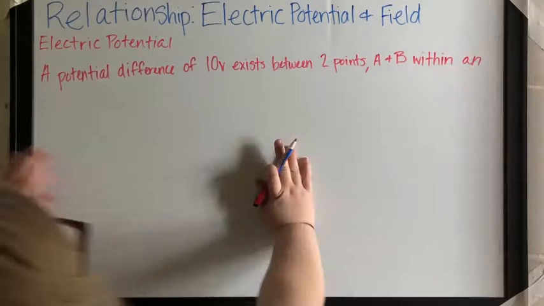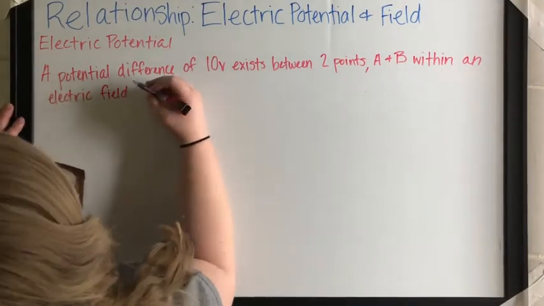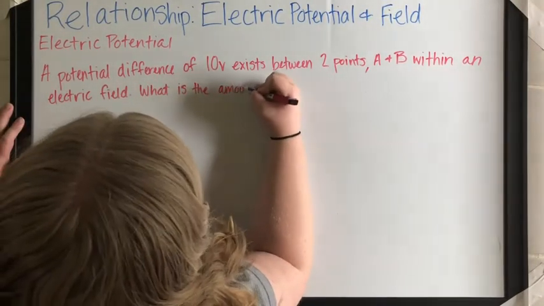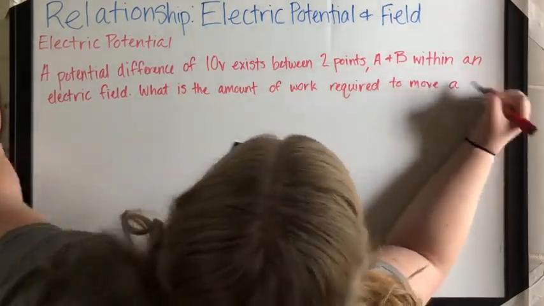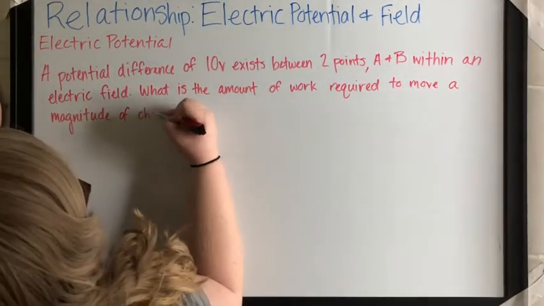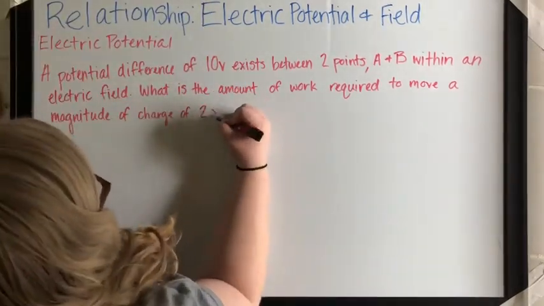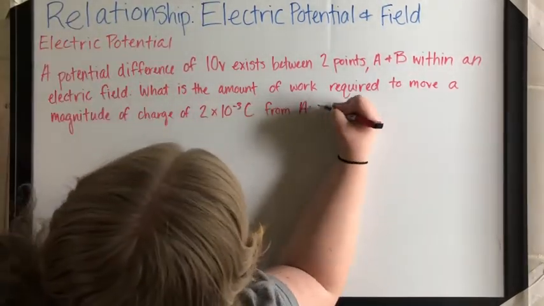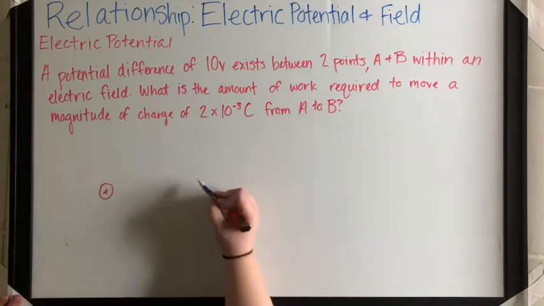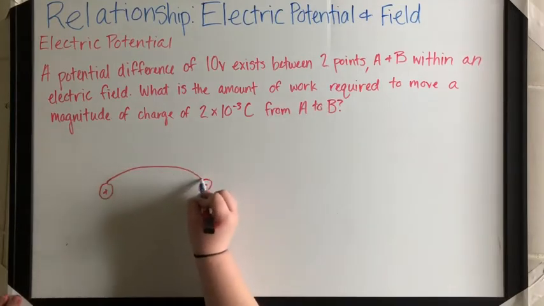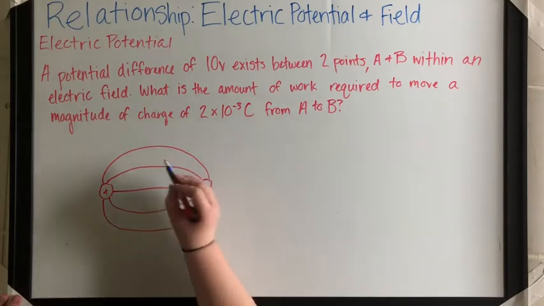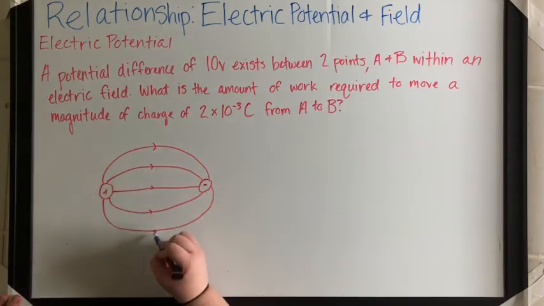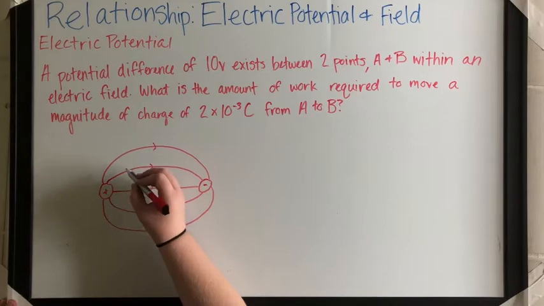So an example problem we have is a potential difference of 10 volts exists between 2 points, A and B, within an electric field. What is the amount of work required to move a magnitude of charge of 2 times 10 to the negative third coulombs from point A to point B? So I'm going to draw a positively charged particle and a negatively charged particle. We'll call the positively charged particle point A and the negatively charged particle point B.